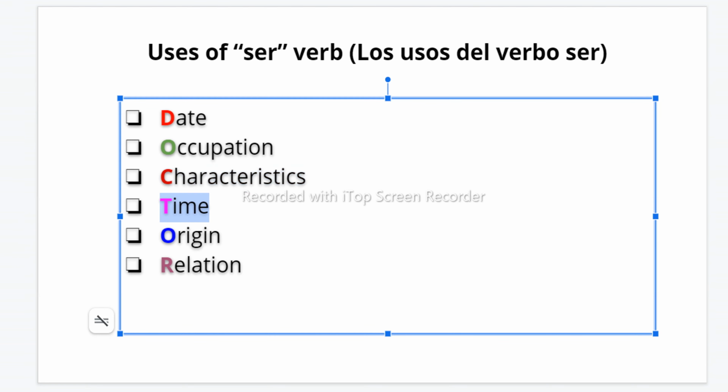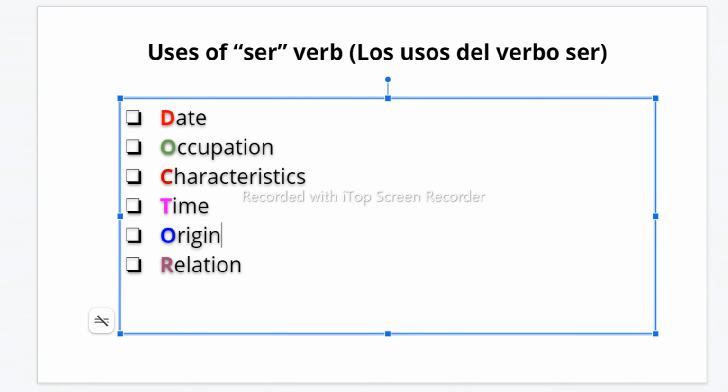With time, suppose we have to tell the time, then also you will use ser verb. If you have to talk about time, then also you will use ser verb. If you have to talk about origin, from where a person is, for example, I am from India, you are from America, he is from Mexico. So when you are talking about origin, then you will use ser verb.